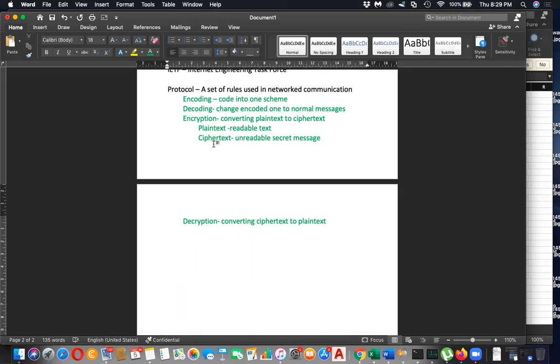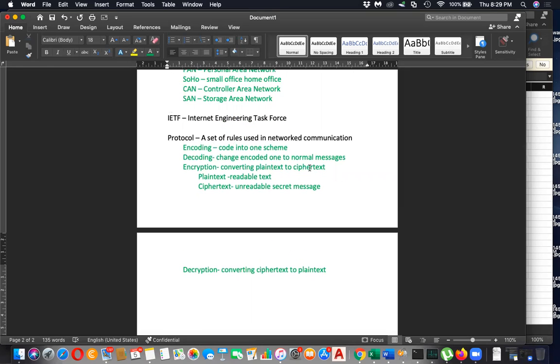Understood? Encoding and decoding is used for data representation. Right? Those are two things. Sometimes you might confuse them. Encoding and decoding is used for data representation. Encryption and decryption are used to secure confidentiality. This is just for representation. This is for making messages confidential.